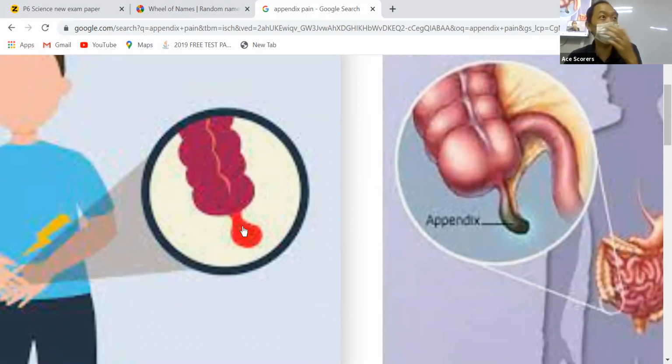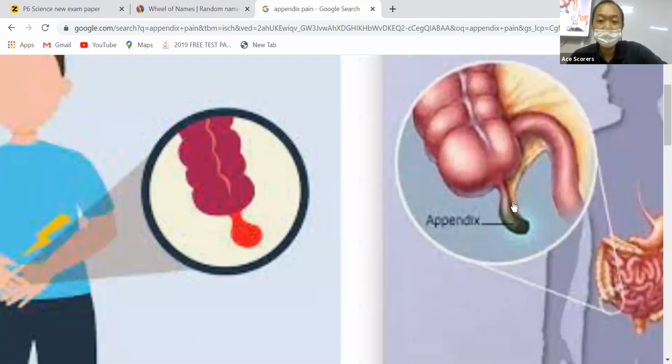Corrode, decay. You put a piece of bread outside for a long time, what happens? Corrode, decay, rotten, right? So the food inside here gets rotten. What's the appendix for? It has no use. Can't you just cut it off? Exactly. If you have appendicitis, you go to the hospital, the doctor will poke the thing through your stomach, go to your appendix and then chop it away.